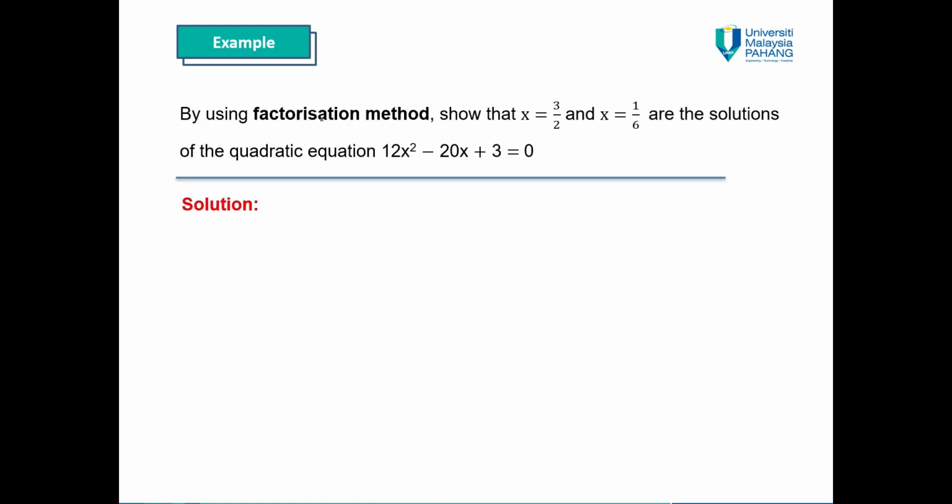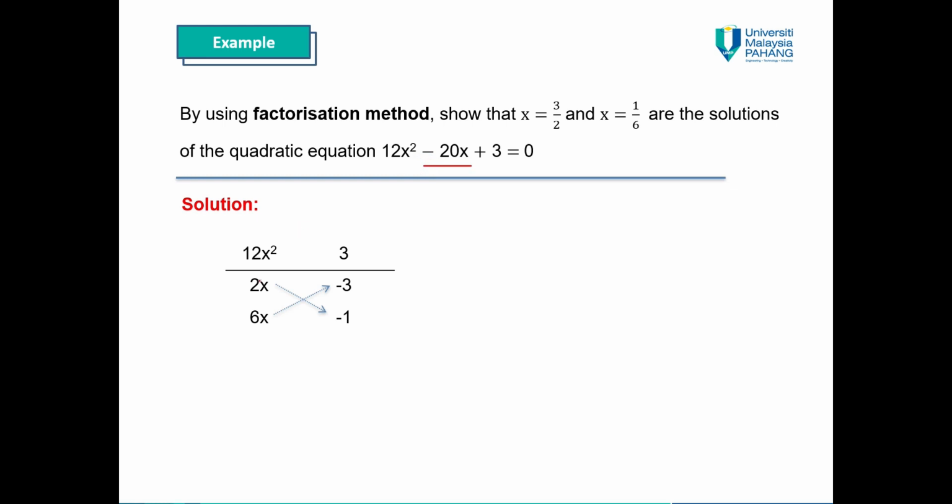Alright, the last example. By using factorization method, show that x equal to 3 over 2 and x equal to 1 over 6 are the solutions of the quadratic equation 12x squared minus 20x plus 3. So we repeat the same thing, repeat the same table, play around with the numbers so that the first multiplication plus the second multiplication gives you minus 20x.